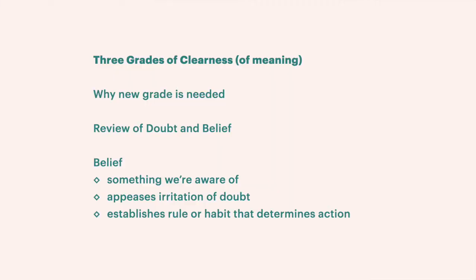So, in the article, Peirce details what he calls 3 grades of clearness of meaning. He's going to explain why a new grade of clearness is needed. He's going to discuss doubt and belief again, and he's going to argue that thought exists to produce belief, as we saw in the previous piece, Fixation of Belief. Remember there, belief is something that we're aware of, something which appeases our irritation, the irritation of doubt, and something which establishes a rule. And this last aspect is very important. Belief establishes a habit that determines action.